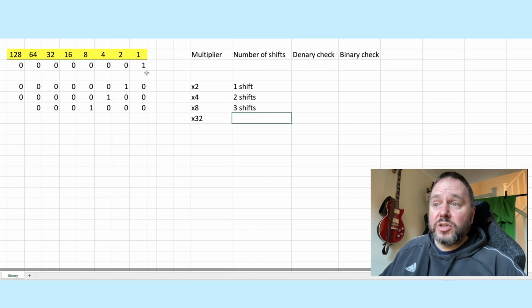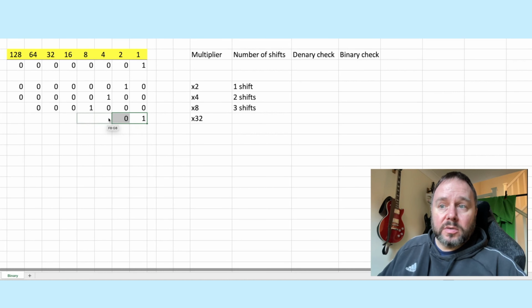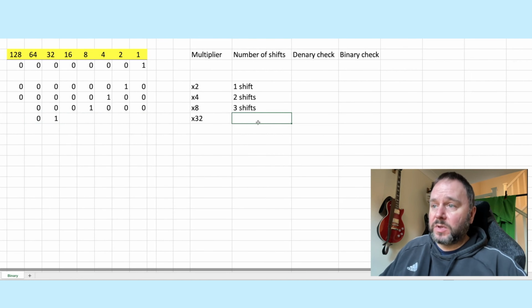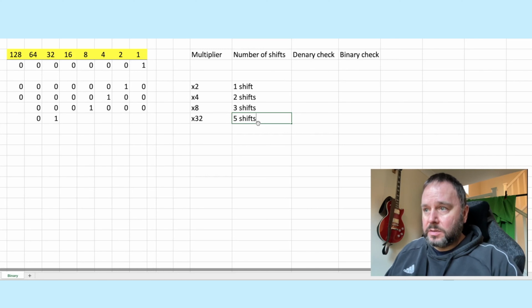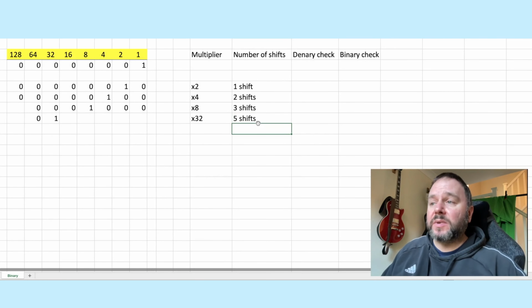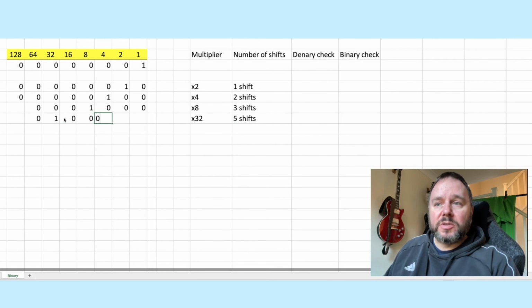Then 32. Take our number here. How to get this 1 to be 32? It would need to move 1, 2, 3, 4, 5 to get to 32. Obviously I've missed off 16, but you can see where 16 would fall into that. And then we just fill that back up with the zeros.